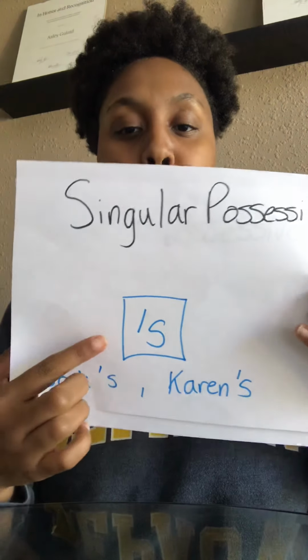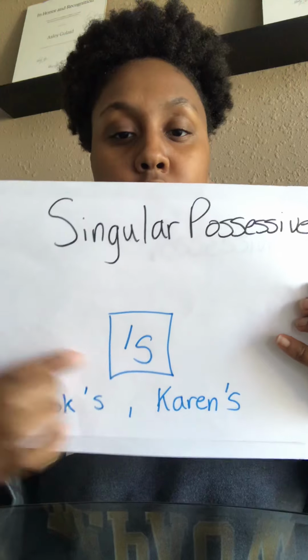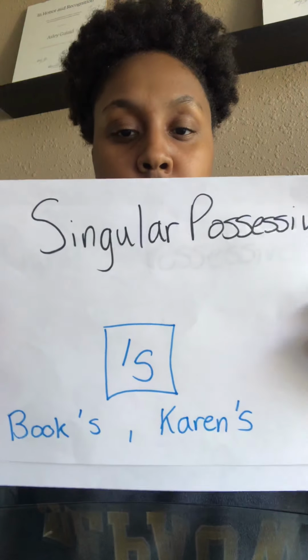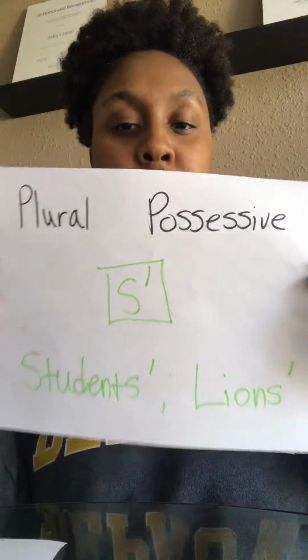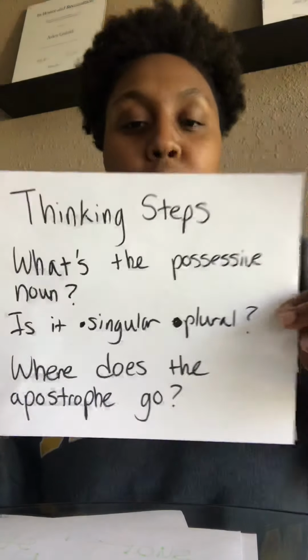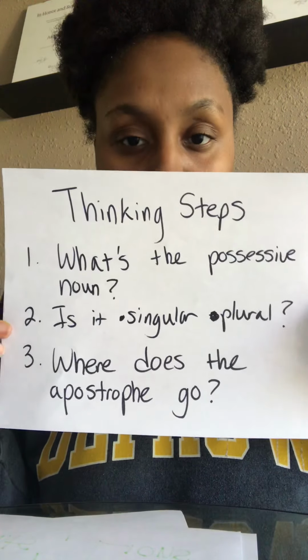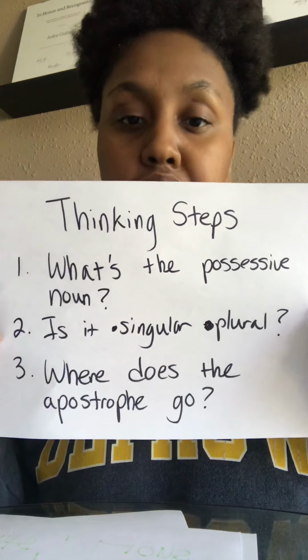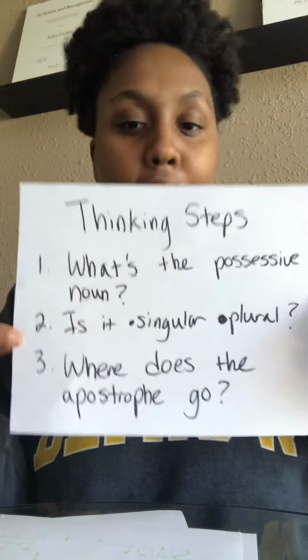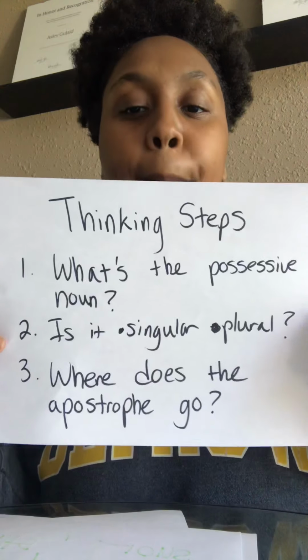Great job today with identifying the difference between singular possessive noun and plural possessive noun. And remember, a way to think about that is singular will have the apostrophe before the S. Take one good look at that. And for plural, the apostrophe will be after the S. And then those thinking steps. First, what's the possessive noun in the sentence? Your second thinking step, is it singular or plural? Which one is it? Third thinking step, where does the apostrophe go?